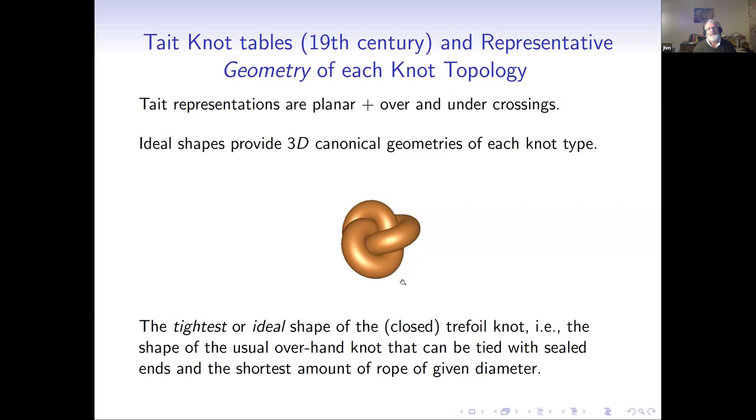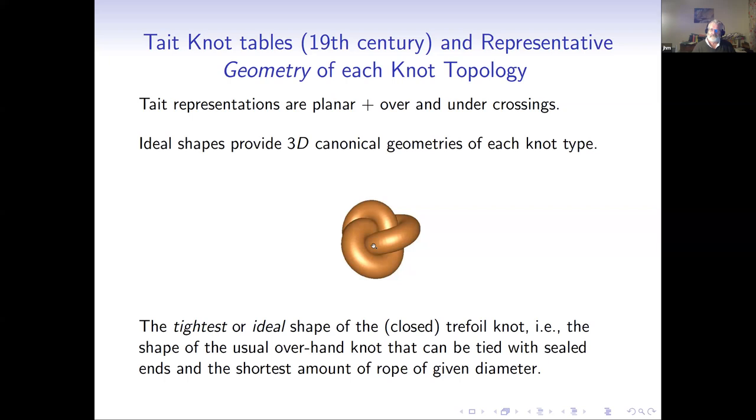Supposedly, it's the tightest, some people call it the tightest shape or the ideal shape of a closed trefoil knot. So we're mathematicians. If you say knot to most people in the world, it has two ends, right? But for mathematicians, knots are closed loops. So this is a closed trefoil knot. The idea is you imagine that that gold tube is a rope and you've got a fixed diameter. And then you ask, what is the shortest length of rope where I can tie the knot and then stick the ends together and still make it? This is sometimes called rope length.